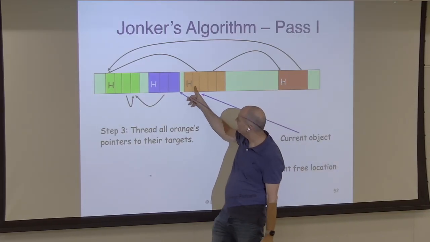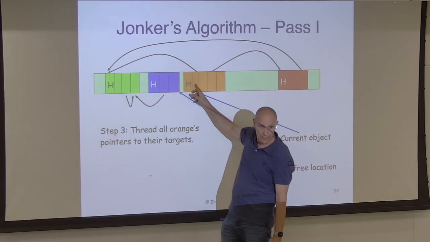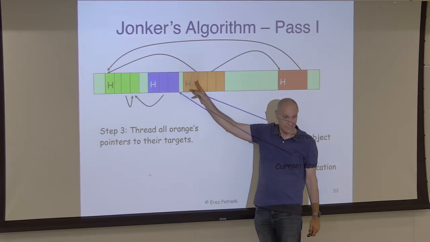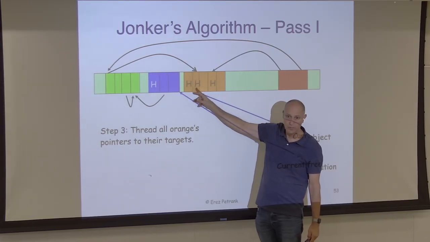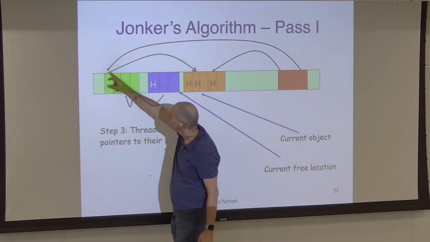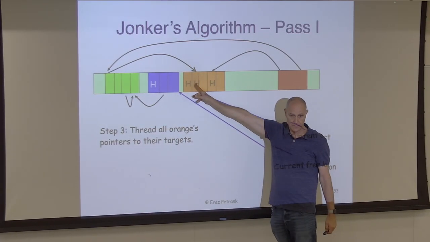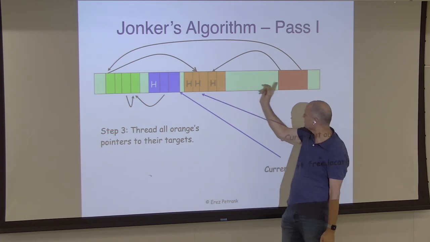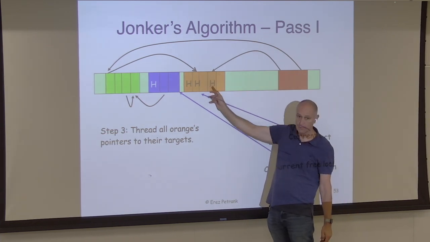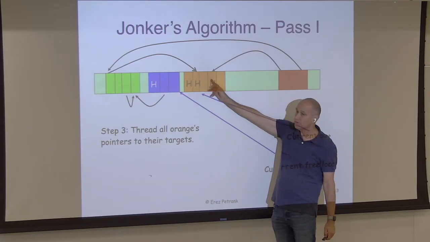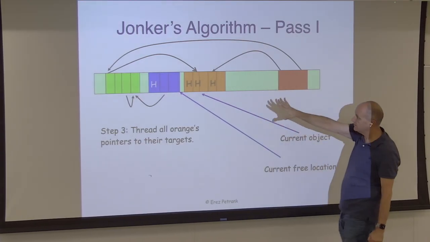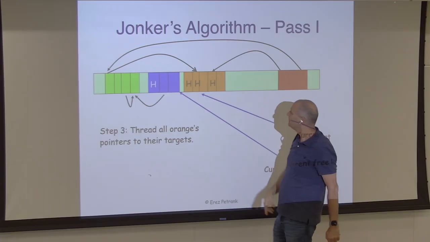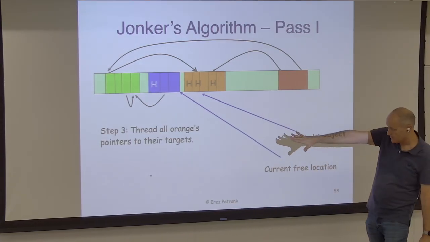So how do I thread it? I have to put here the H, the green H, and I have to point to this field from that location. Here I've done it. I've put here the green H, and this now points to this field. And I've done this simultaneously. So this pointed to the red one. I've moved the content of the red one to here, and I've let it point to this field. So I've threaded the two pointers that went out of the orange object. And this was the third step.